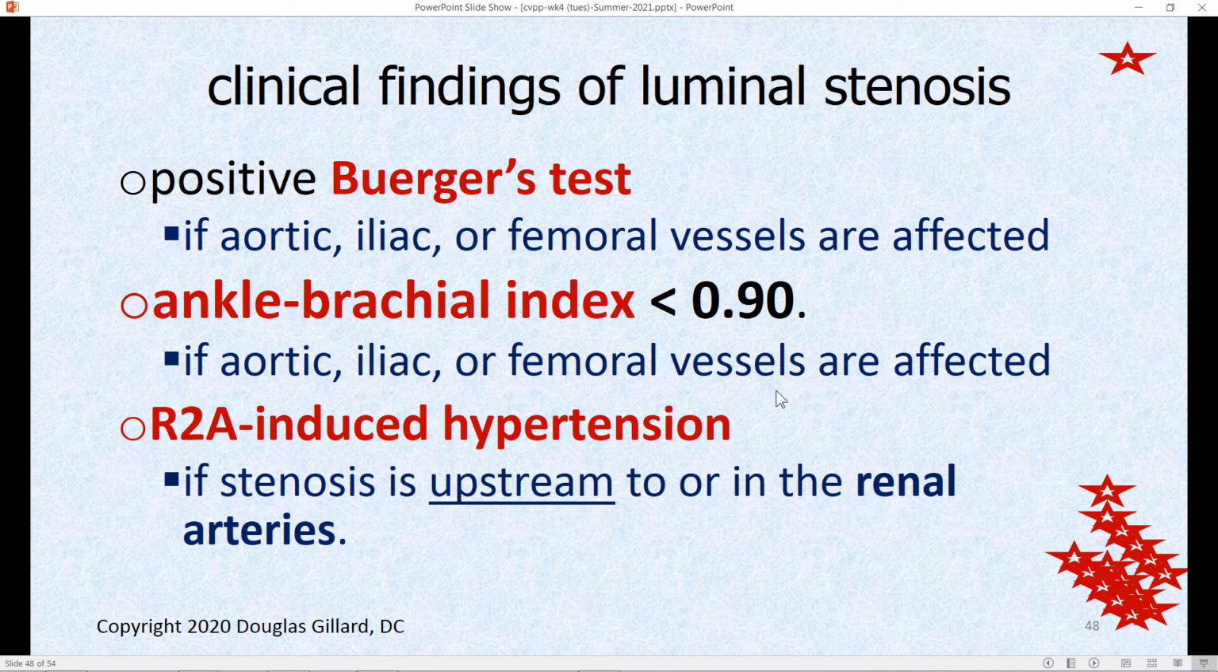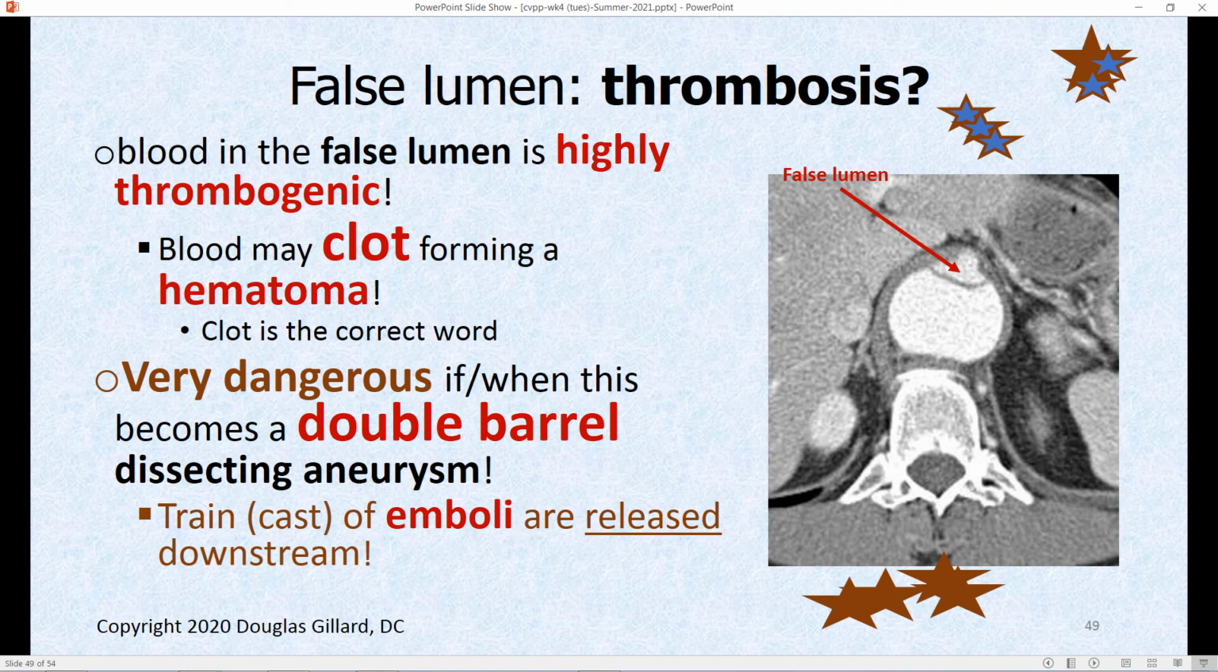So let's see. They might have hypertension too if this occurs. If the beaver dam occurs just upstream from the renal arteries, it's going to shut off blood flow to both kidneys. So you could have hypertension as well, depending on where it occurs. And then we have already said that blood clots can happen very easily inside the false lumen. So the false lumen is said to be very highly thrombogenic, which means it can form blood clots. And it's very dangerous when the double barrel occurs, as we said.